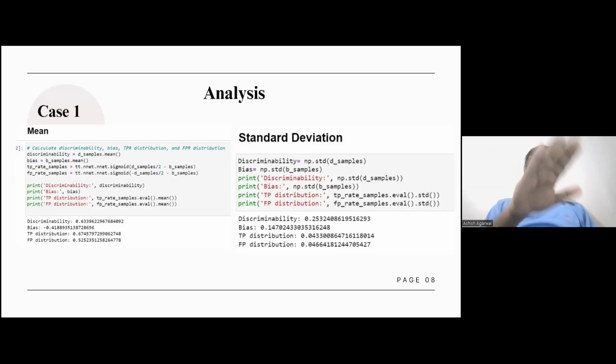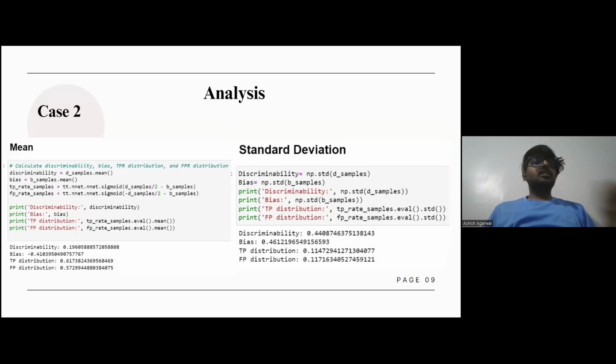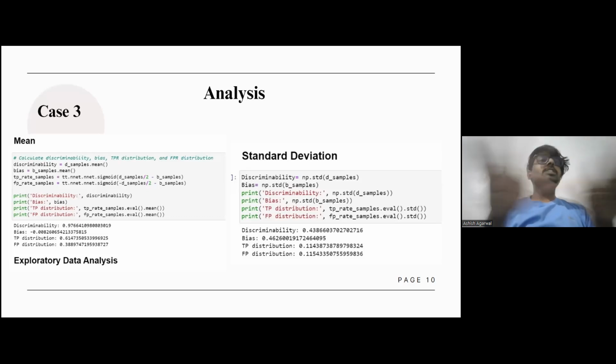And we can see the discriminability, bias, true positive and false positive mean as well as standard deviation side by side. For the first case we have 0.63 discriminability, which is very good, it can discriminate between the classes nicely. And for bias you can see it's on the negative side. In case 2, discriminability is 0.1 and that's not very good. Bias is again 0.41, so it's on the negative side. In case 3, discriminability is 0.97, that's very good, this model is doing pretty well. And bias is also around 0, so there's no bias.